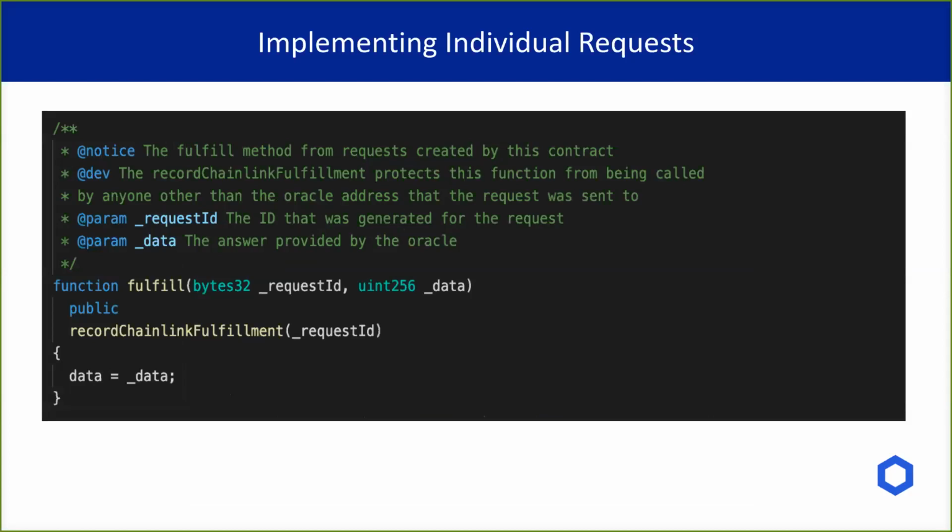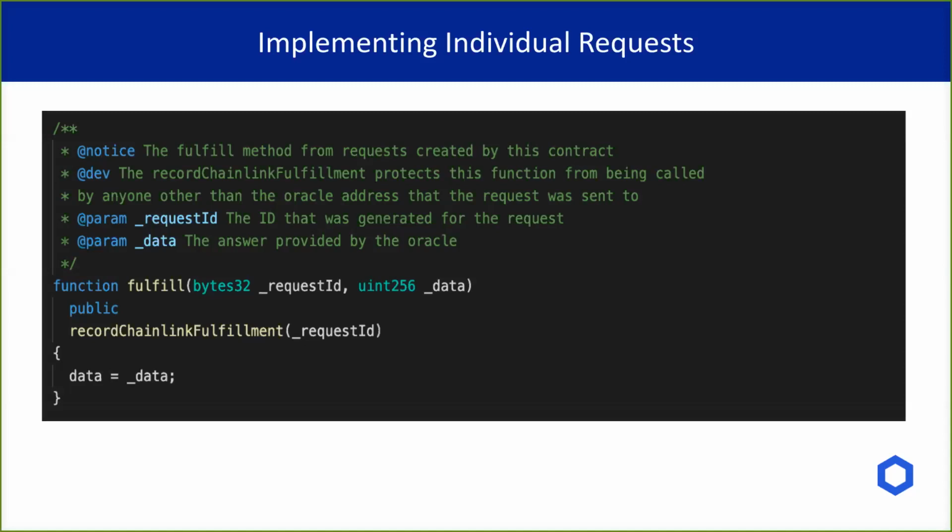So the final piece of boilerplate code that you get is this fulfill function. Basically this is called by the Chainlink Oracle itself once it's fetched your data. You can see it passes in the request ID, which you would have got before when you created the request, and then it passes in a piece of data. Think of it almost like a callback. This is what the node is going to call, and from there we can do whatever we want with it.